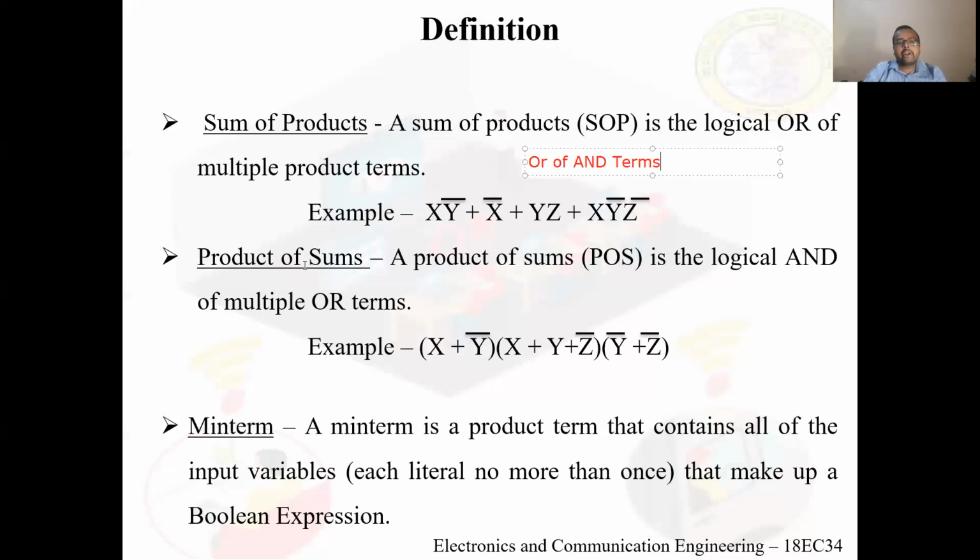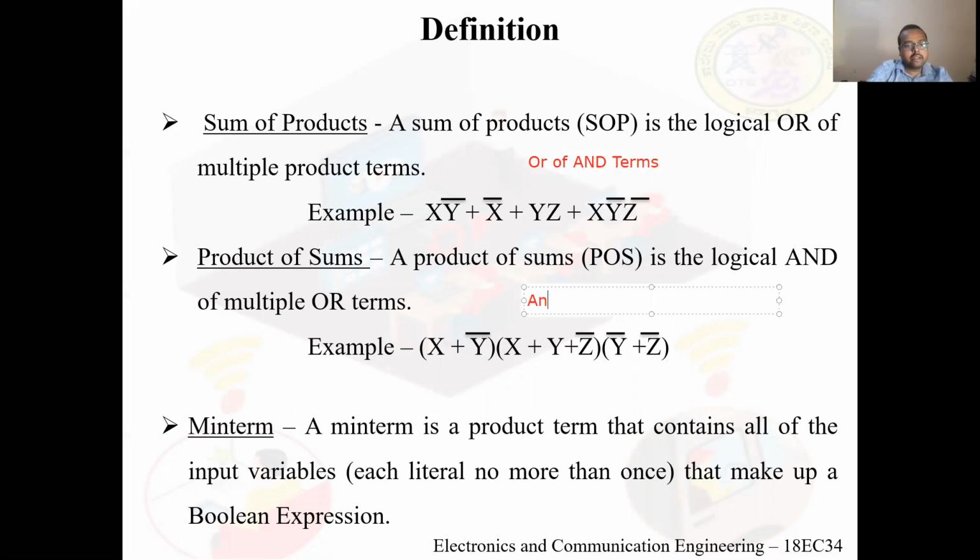Next, what we have? Product of sum. As the name says, what do you understand by this? It is a logical AND of multiple OR terms. So you can write it as an AND of OR terms. The example shown here, x or y bar, x or y or z bar, y bar or z bar, is an example for product of sum. Remember, product means AND, sum means OR.